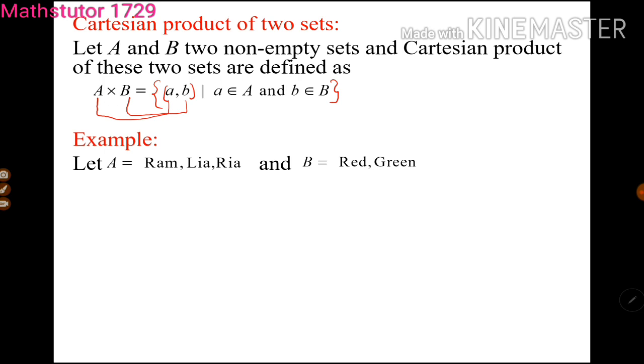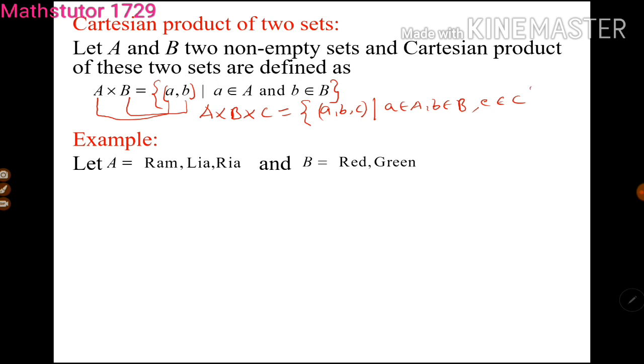Now, how can we define the Cartesian product of three sets? For example, let A, B and C be three non-empty sets. Then we can define the Cartesian product of three sets, A cross B cross C, as the set of all elements (a, b, c) such that a belongs to A, b belongs to B and c belongs to C.